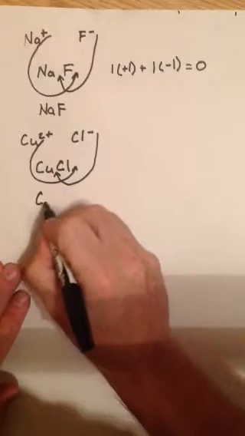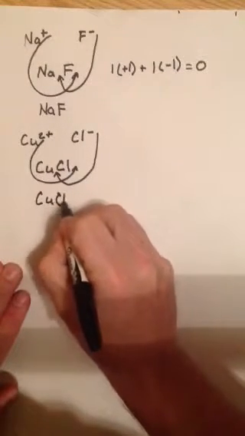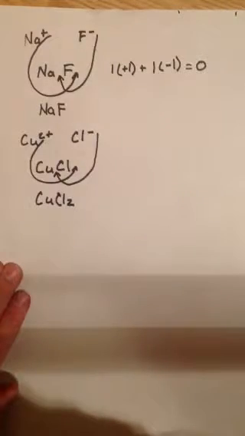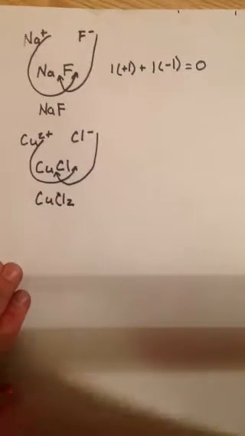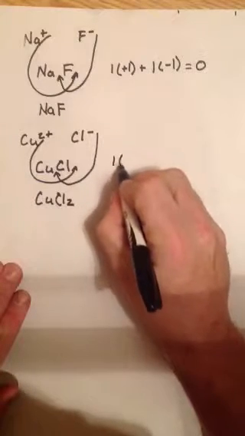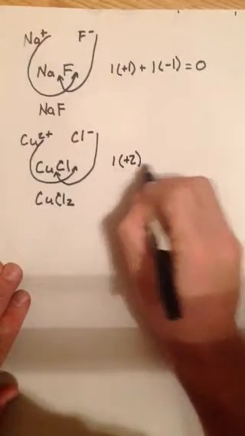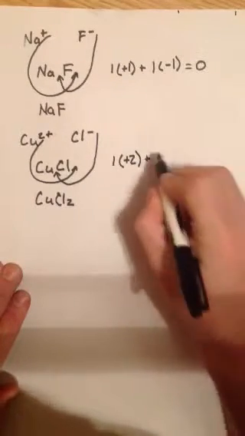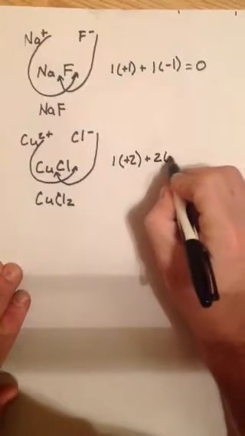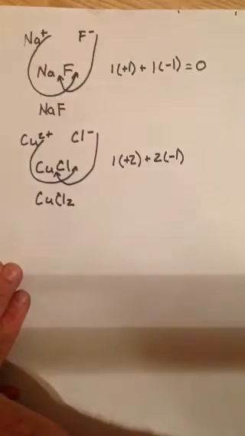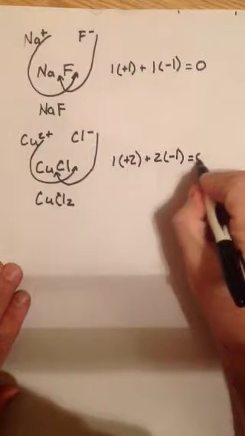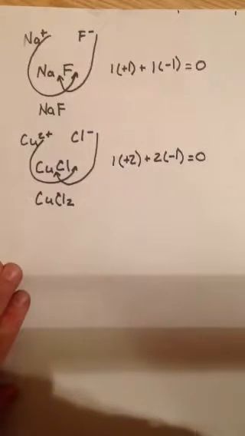This gives us a formula of CuCl2. Again, we can check their charges. I have 1 copper with a +2 charge, plus 2 chlorides, each with a -1 charge. When I add those up, I find again that they equal 0. They cancel each other out and become neutral.